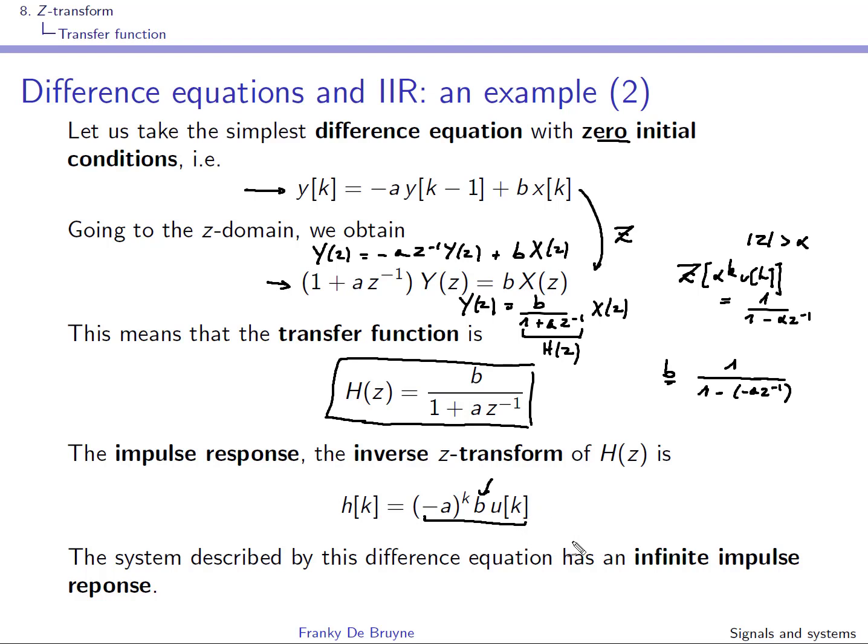And you can see indeed that this is a difference equation that has an infinite impulse response. So the support of this impulse response is infinite, even if very often, if a in modulus is smaller than 1, it will be tending to 0, but the support will still be infinite.